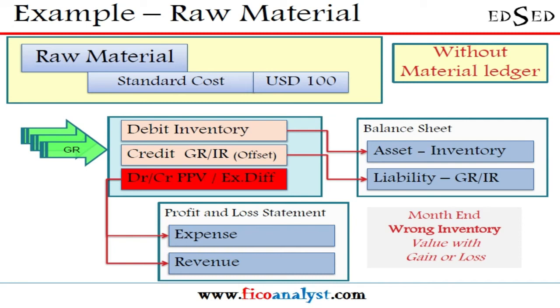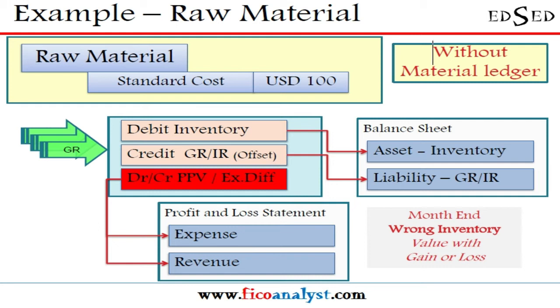In this small presentation, I would like to introduce the concept of material ledger. So with a small example, I would like to introduce this concept. Here, for example, a raw material which is maintained as a standard cost is $100. Let us assume that. And then, let's go over the without material ledger scenario, how does it look?